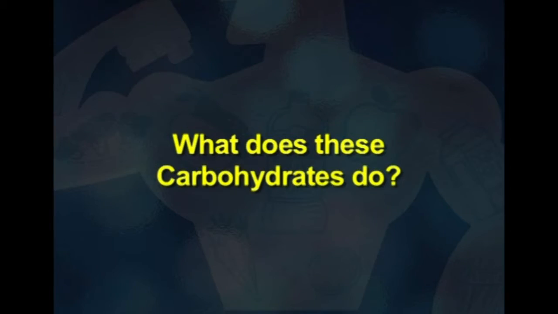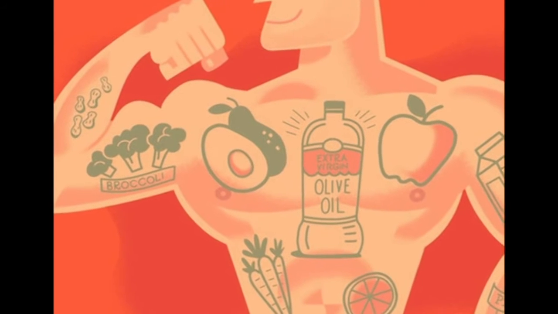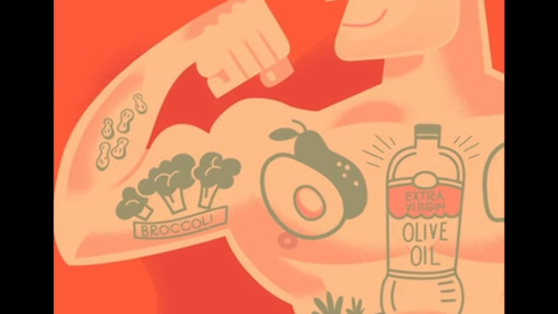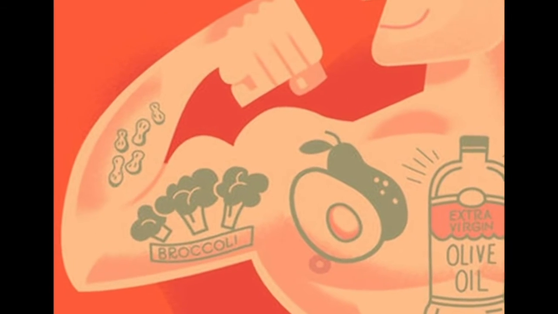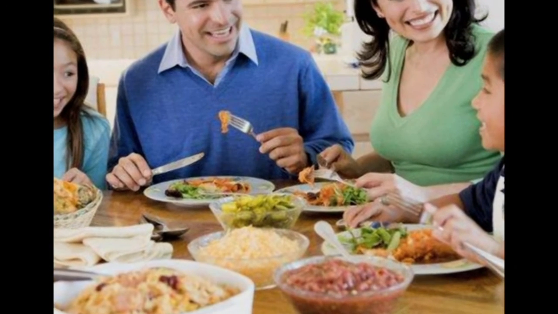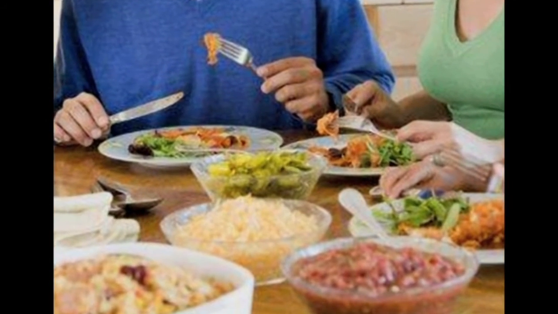So what do these carbohydrates do? When we eat food, the basic function of the food is to give energy and to sustain life by aiding in growth and metabolism. The major energy source of the body is carbohydrates. Carbohydrates provide a readily available source of energy.